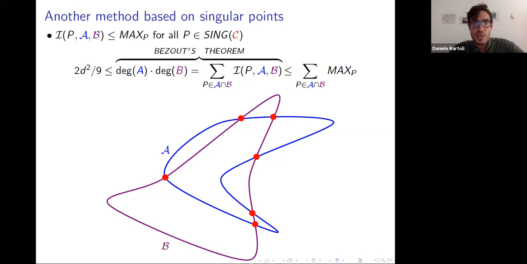Now, if these two components, A and B, do not share any component, then Bezout's theorem says that the product of their degrees is precisely the number of intersection points counted with multiplicity, where the multiplicity is given by the intersection multiplicity of the two components at the point P. Now, clearly, P runs among the intersection points, but in the algebraic closure and in the projective plane. From one end, we have that this is lower bounded by 2d squared over 9. On the other hand, sometimes you can provide nice upper bounds on this integer here. Let's call it max p, where p is again a point of the intersection.